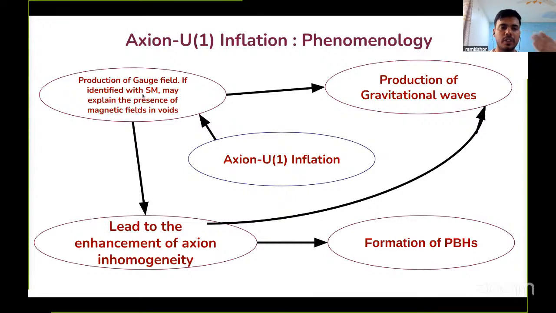The other channel, once you have this amplified gauge field, is that it can also produce gravitational waves. The gravitational waves will be very high frequency, and you can use the N-effective constraint to constrain the coupling between axions and U1, and this has been done in the literature. I will not be going into the detail of the constraint on the coupling, but I will only focus on the magnetogenesis side in this talk of axion U1 inflation.